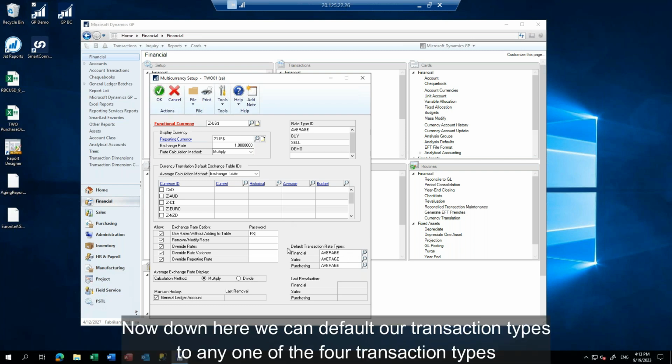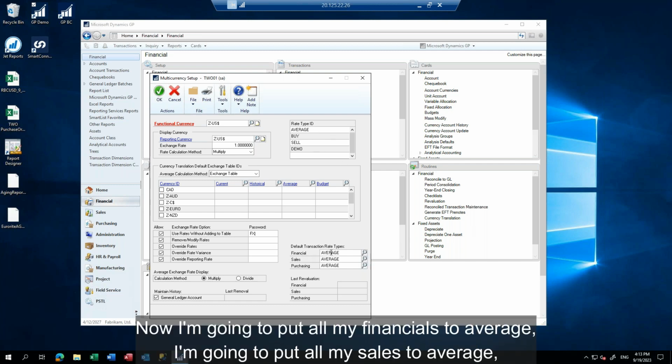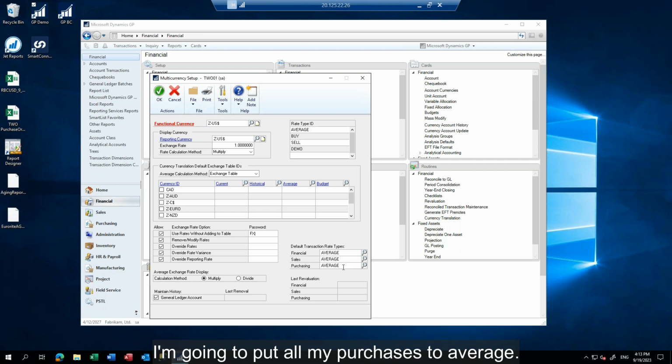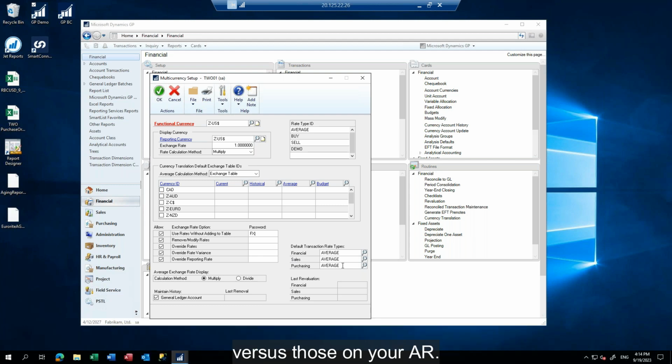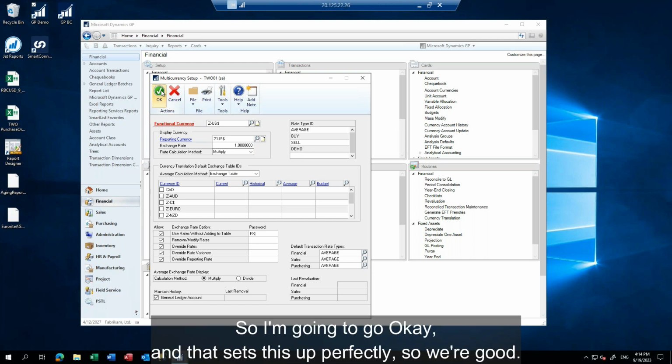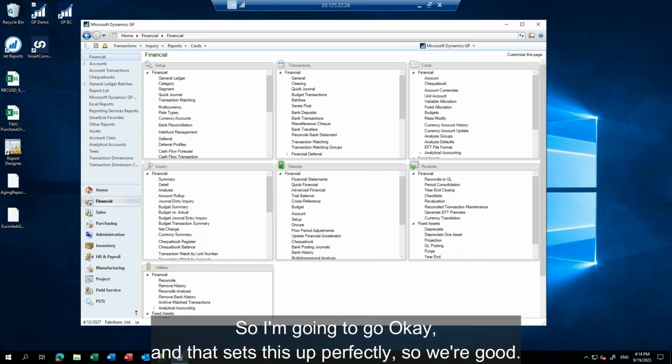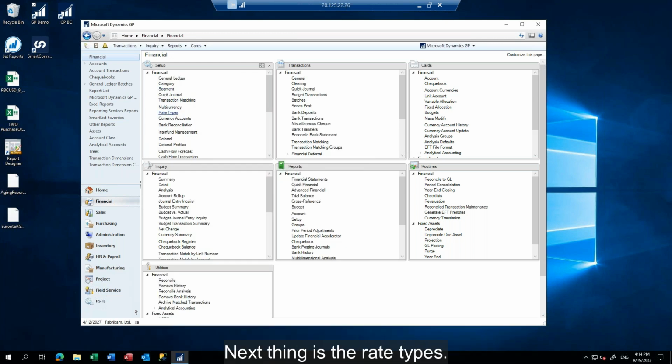Now down here, we can default our transaction types to any one of the 4 transaction types that we've got up top here. And I'm going to put all my financials to average. I'm going to put all my sales to average. I'm going to put all my purchases to average. You could use buy and sell if you wish, so that you can have different exchange rates for AP versus those on your AR. So I'm going to go OK, and that sets this up perfectly. So we're good.